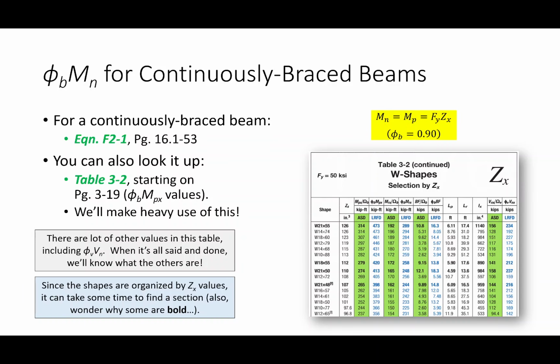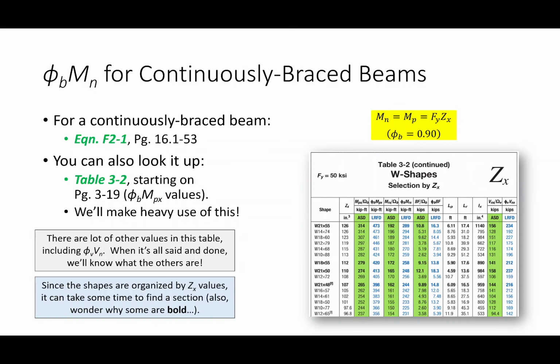There's a lot of stuff in this that you don't know what they are yet. Things like what is this FEMR? What is this BF term? What are LP and LR? What are all these things? We'll get to that. Don't worry. By the end of this semester, you'll know what each one of those terms are.